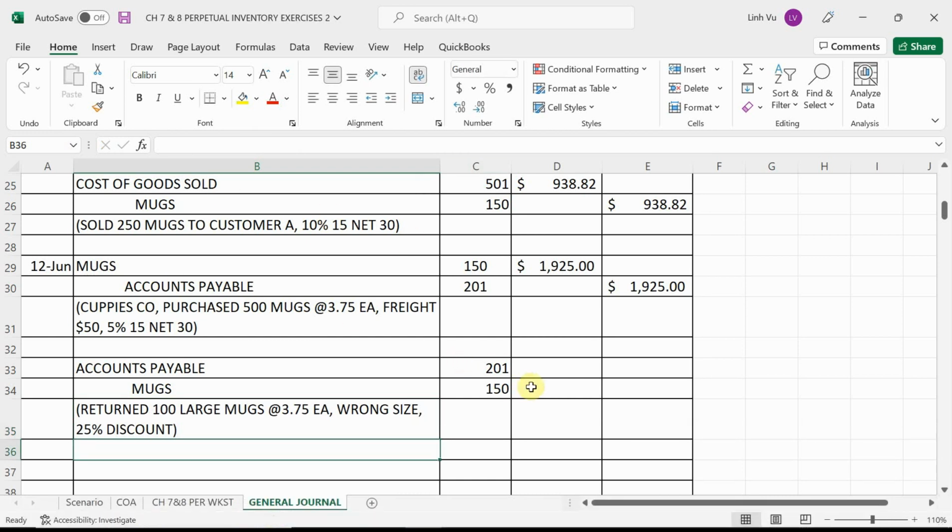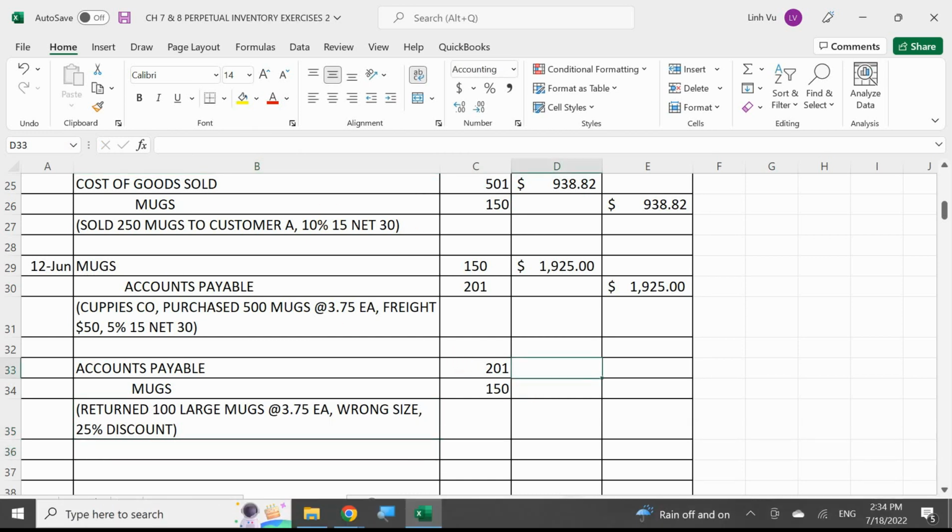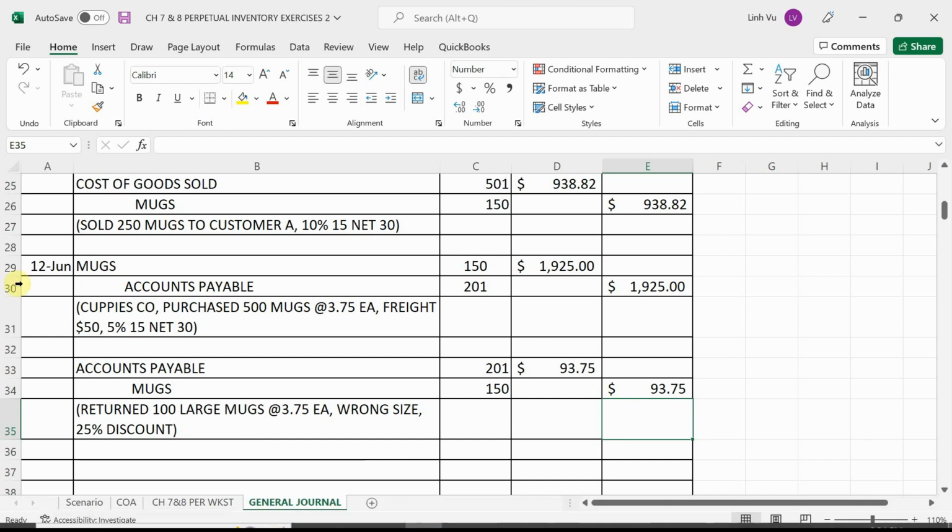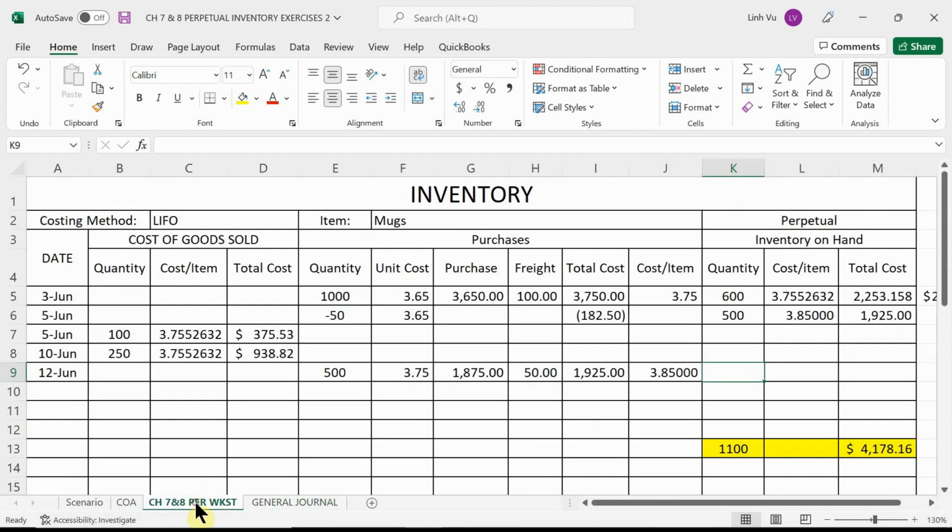So let's figure it out. How much is my discount going to be? So I need to figure out what those 100 mugs at $375 is going to cost me, right? To calculate the 25% discount. Because I'm only getting a portion of the money back, not all the money back. So in this case, what is 25% of 375? I have $93.75. Good. $93.75. So let's go ahead and adjust that second batch of inventory accordingly.